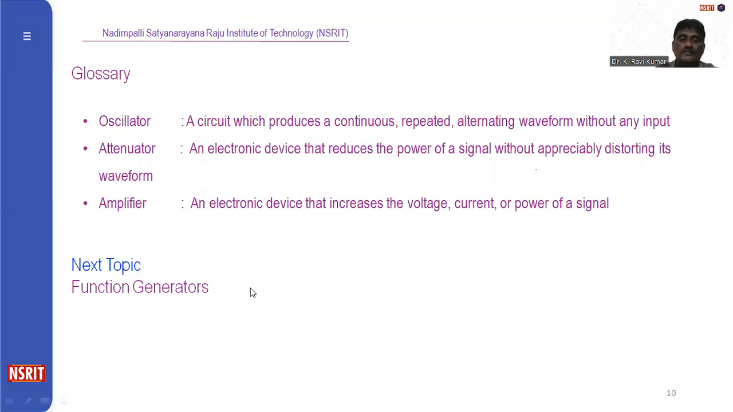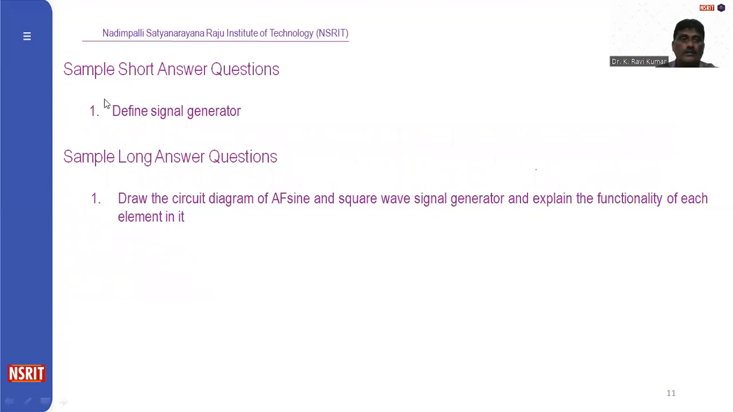The next topic is function generators. This is a simple short answer question: define signal generator. The sample long answer question is: draw the circuit diagram of an audio frequency sine and square wave signal generator and explain the functionality of each element contained in it.